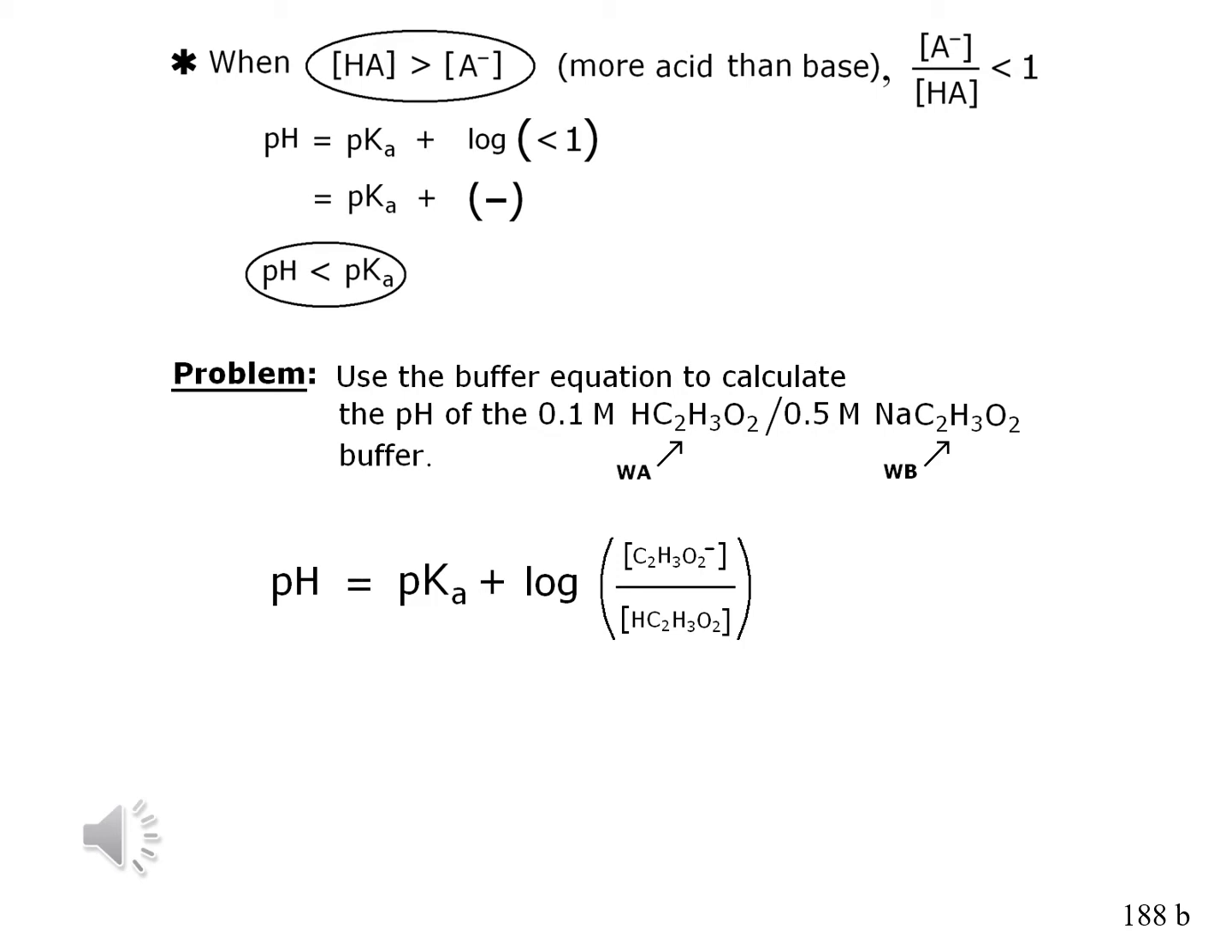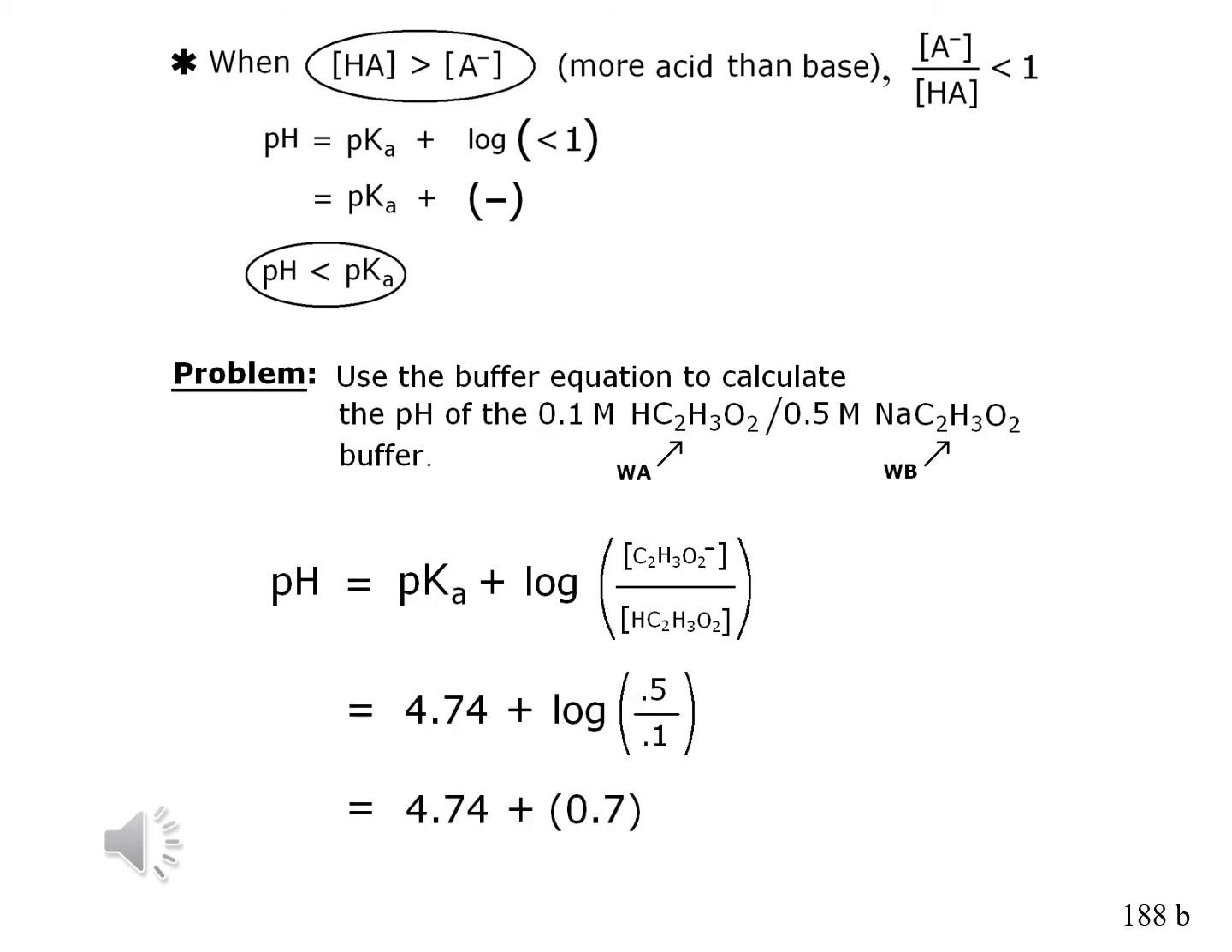The one without the H is always the base. So it's 0.1 on the bottom of the fraction and 0.5 on the top. I'm sure that when you do this on your calculator, you're going to enter the calculation as a complete string, so you're not going to see the 0.7.